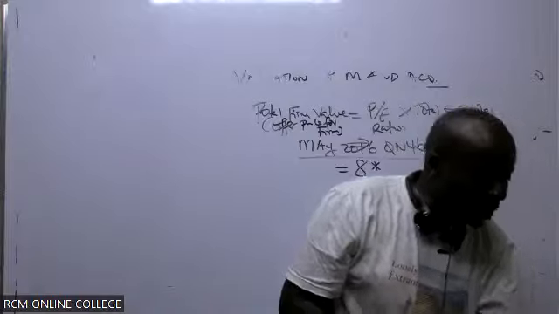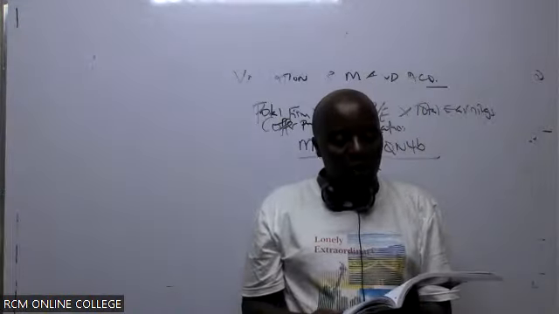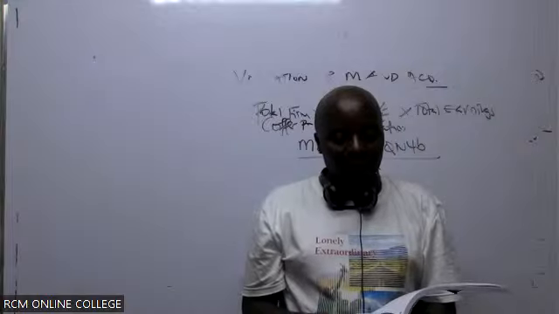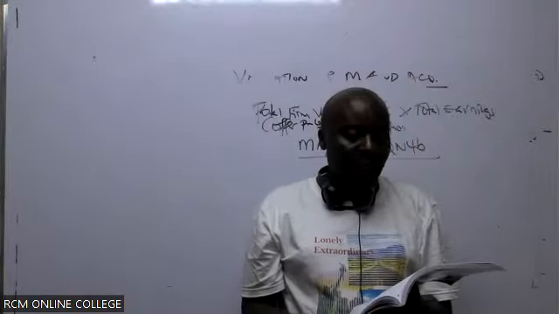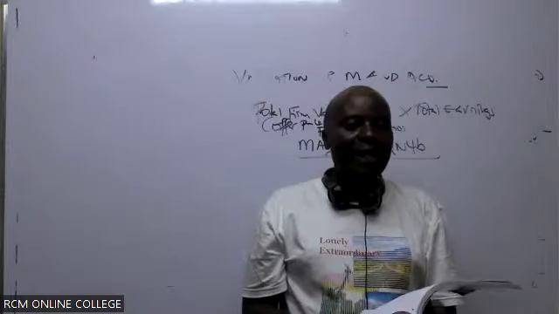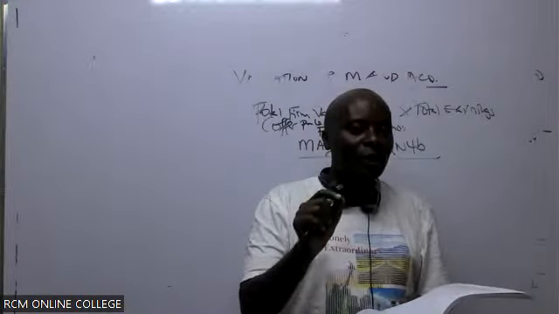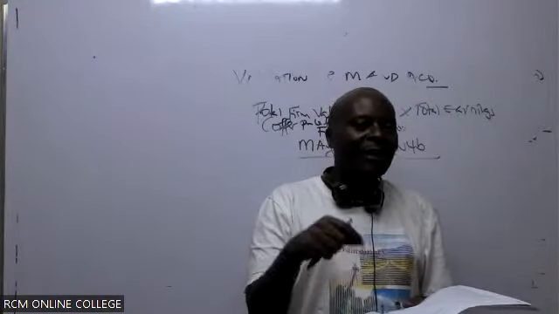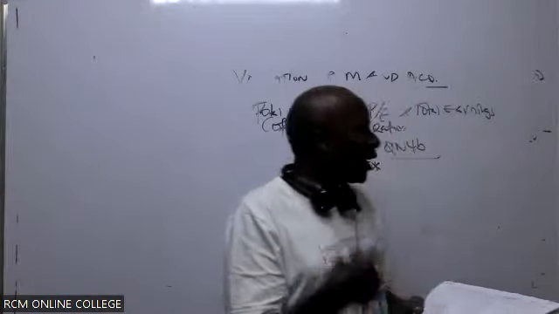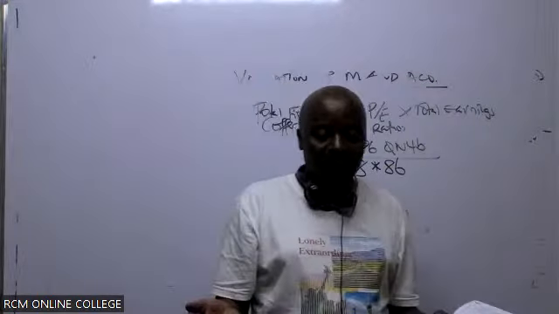Let's read the question. We are told Huge Limited intends to take over Tiny Limited, another company in the same industry. Tiny Limited is expected to post earnings of 86 million next year. So they're basically giving us the total earnings. So the total earnings of the firm that they want us to acquire is 86.